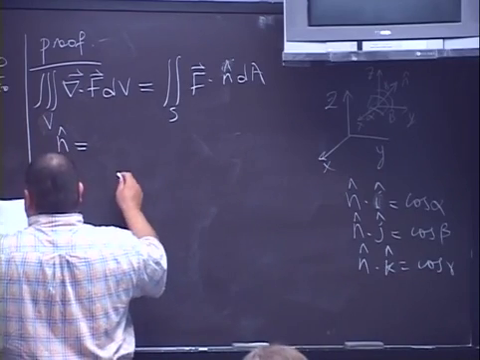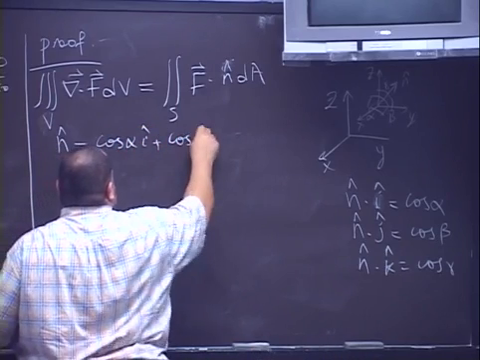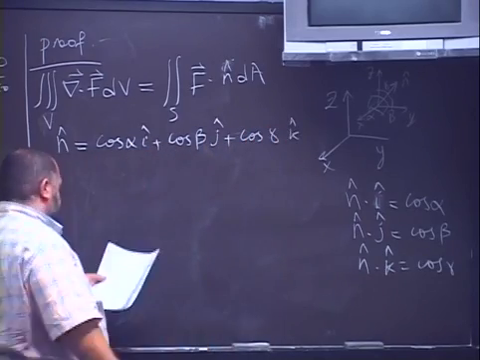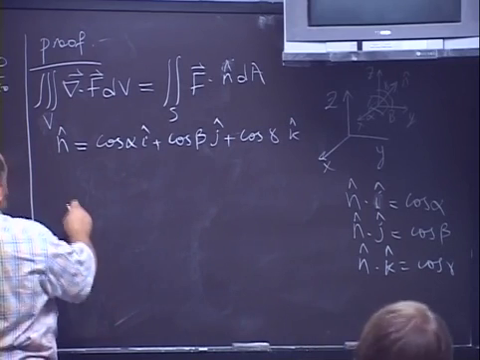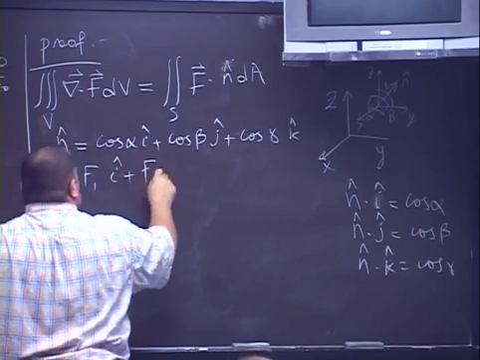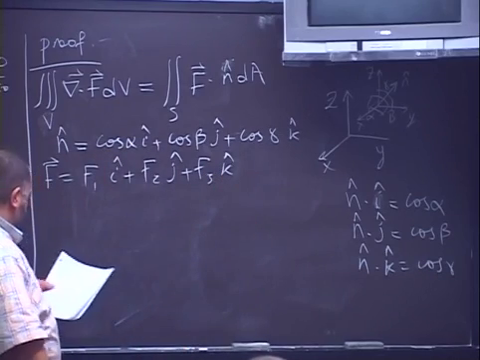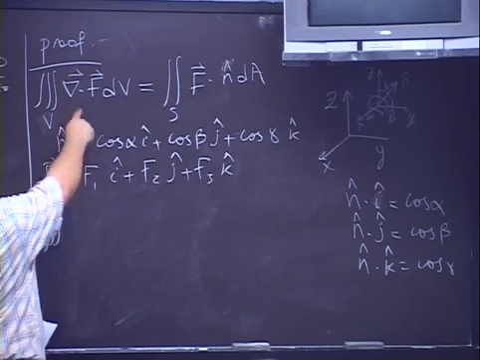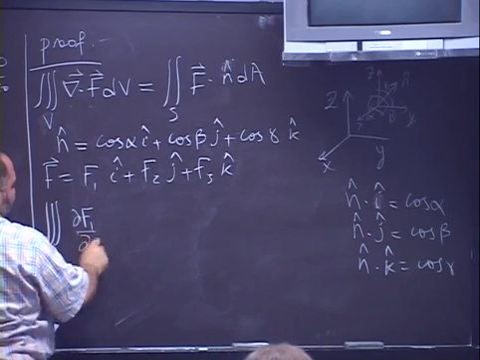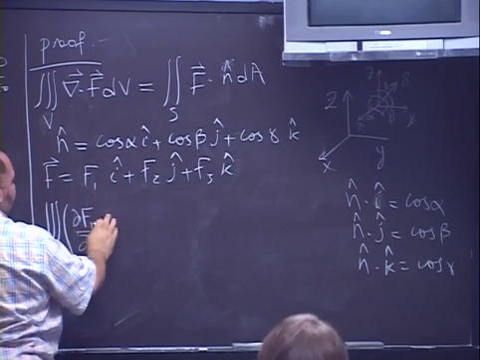So this will be cosine alpha in the i direction plus cosine beta in the j direction plus cosine gamma in the k direction. Now let's assume that the function f is just f1 in the i direction plus f2 in the j direction plus f3 in the k direction. So now apply this. The divergence of f will be df1 by dx, okay, guys? And if you dot it with this one, it will give you what?